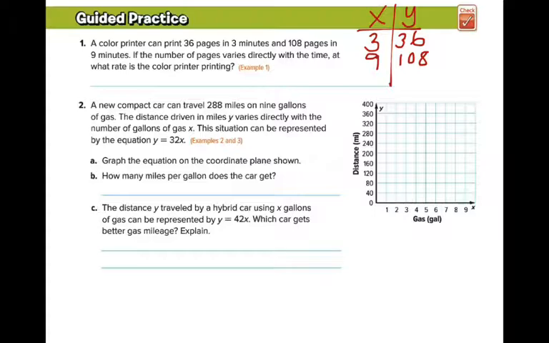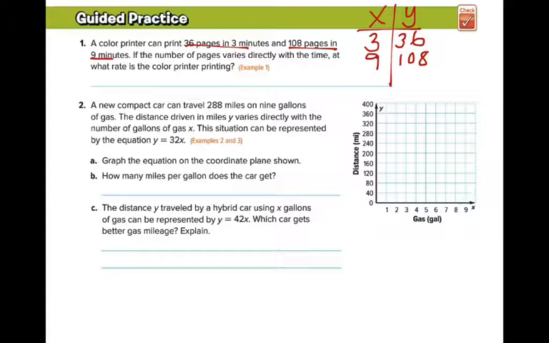Anything per, pages per minute, hours or distance per hour, miles per hour. Whatever's after the per is usually the X, because that first number is our total. Total miles per hour. Anytime you get the total, that's usually the Y, just in case you're struggling with figuring out what's the X and what's the Y. Okay, so we know it's 36 and 3 and 108 and 9.